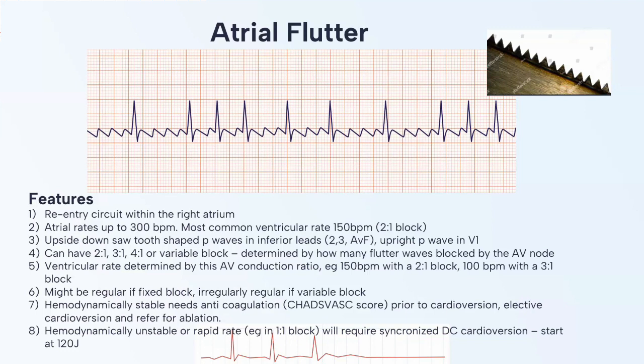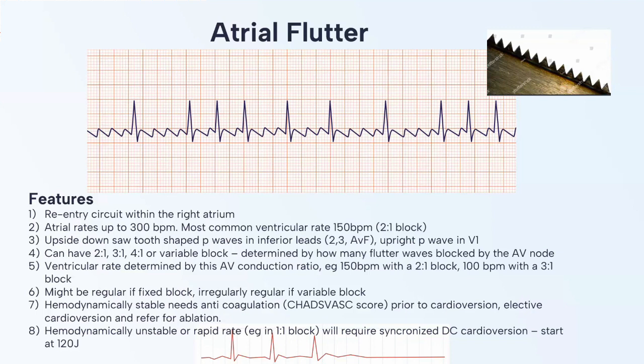What you'll see on your ECGs is inverted P waves in your inferior leads, so II, III, aVF, and upright Ps in your V1. And then the ventricular rate will be a ratio of what the AV conduction is from the P waves.